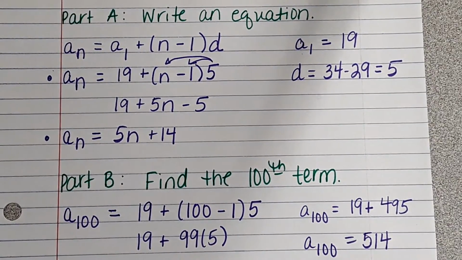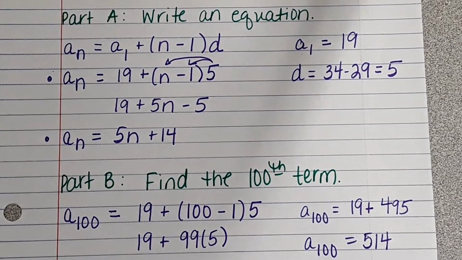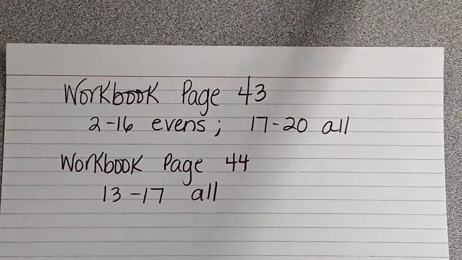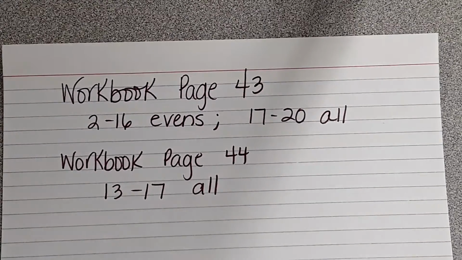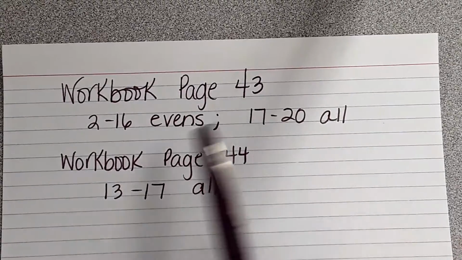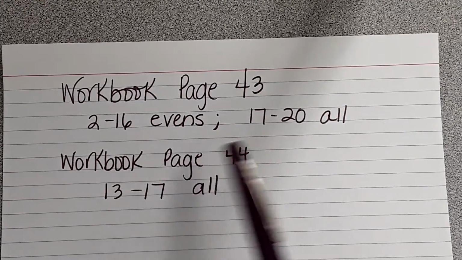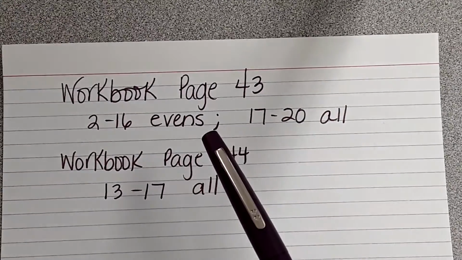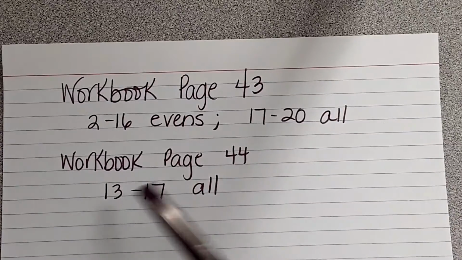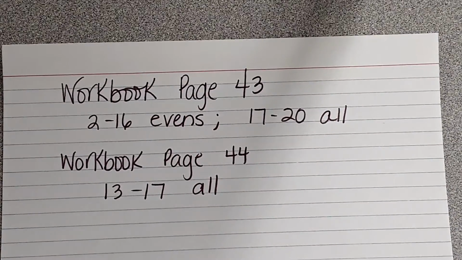How'd you guys do? Here's your homework. It's workbook page 43, 2 through 16 evens, and then 17 through 20 all. And then workbook page 44, 13 through 17 all. So we'll see what we can get done, and then we'll go from there, okay?